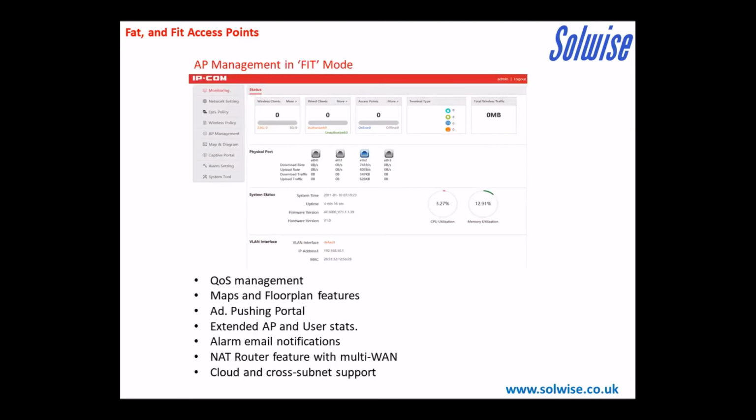So as soon as we change to FIT mode, these are all the extra functionalities that we get. Sophisticated QoS management, sophisticated RF plans, the ad pushing portal, lots of extended AP and user stats. We get email notifications, we've got NAT router functionality, and we've got the cloud and cross subnet support. There's more functions and features, but this is a sort of indication of the extra functions that you actually get when you switch over into FIT mode.